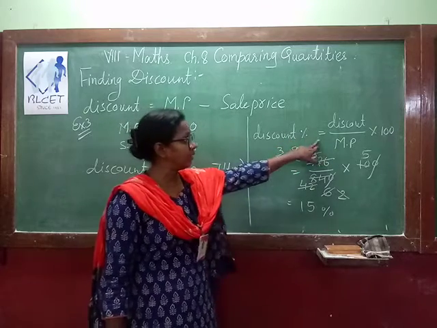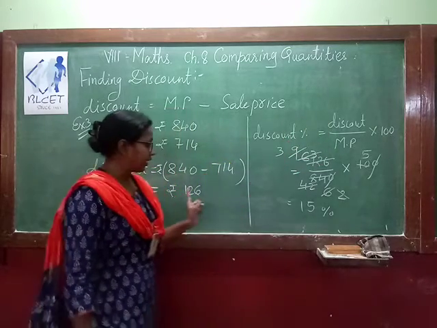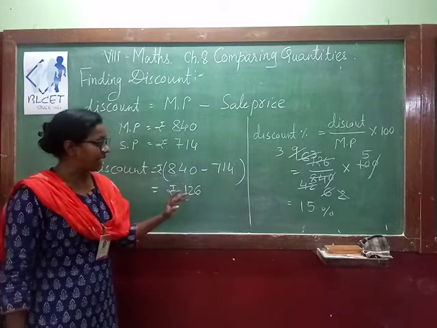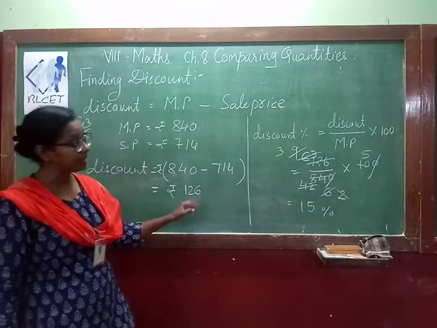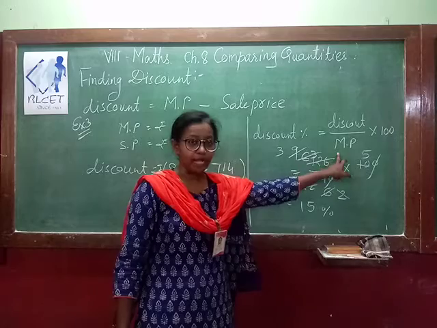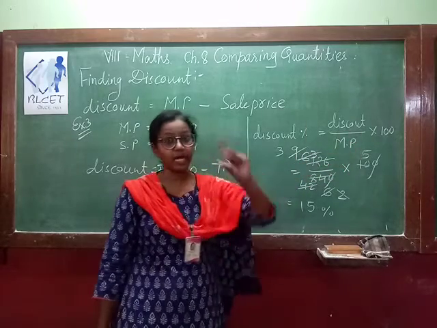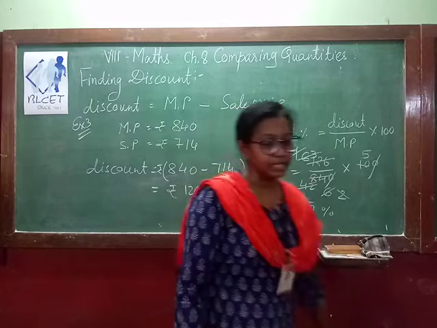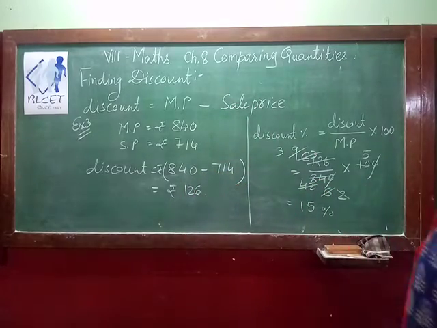Discount percent is equal to discount in rupees. Whatever discount you are getting, by subtraction of this, that rupees, discount in rupees, divide by whatever mark price you have, multiply by 100. By 100, that is your percentage. So this way we can find the discount percent.